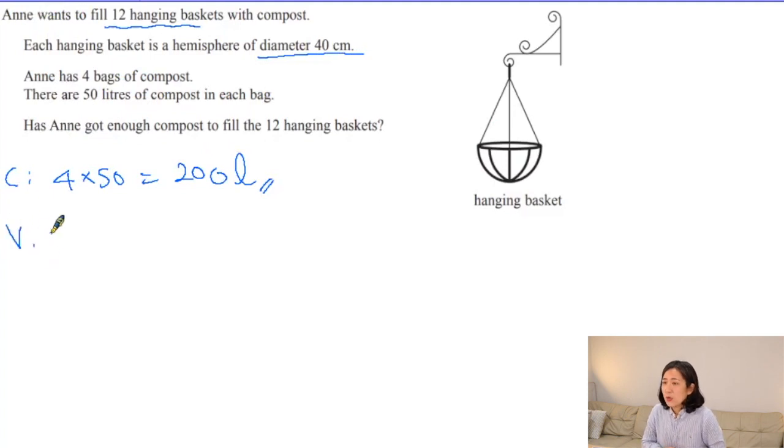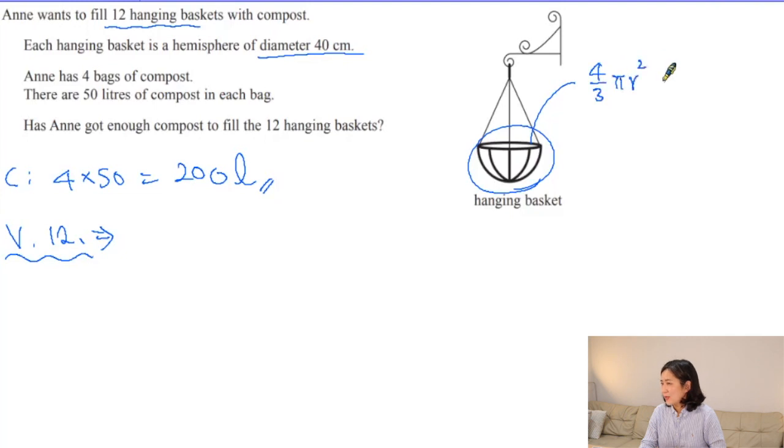Now our final goal is to compare the volume, right? Here we've got a hanging basket, so we find the volume of the hanging basket, but there are 12, so 12 lots of the volume of a hanging basket. Can you see the shape of the hanging basket? It is a hemisphere, half the volume of a sphere, right? So that will be 2/3 pi r cubed. So now let's calculate it. First of all, let's focus on one hanging basket: 2/3, and then 20 cubed.